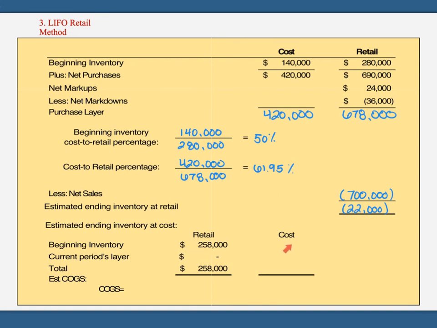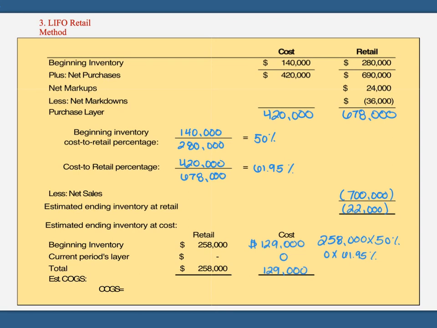So to find beginning inventory for cost, this is where the percentage comes into play, the 50%. So you take 258,000 and multiply by 50%. It gives you a beginning inventory for cost of 129,000. We sold all the current period's layer, so it's 0. So normally if it was some sort of positive number, you would multiply by the percentage. We'll still do it here just to show you the example. So it's going to be 0 for cost as well. So that means our total is 129,000 for ending inventory for cost.